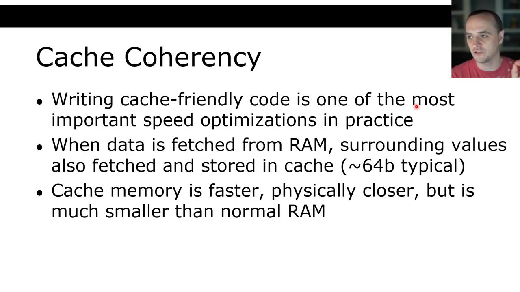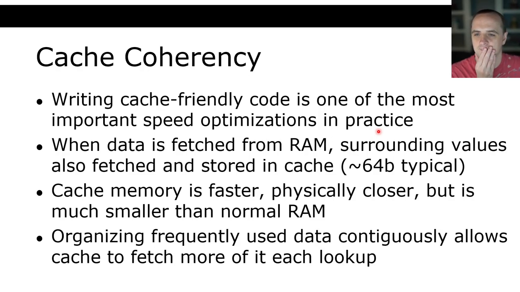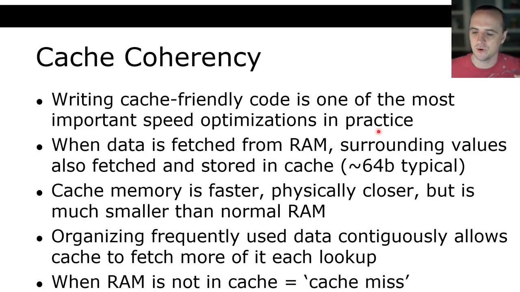So the cache memory is much, much faster. It's physically closer to the CPU. However, it's much smaller than normal RAM, right? So, you know, we may have kilobytes or even bytes of specific types of cache memory. So if we organize our frequently used data to be contiguous in memory, it allows us to fetch more of that data on each lookup. And whenever we look up something in RAM but it's not in the cache, we call that a cache miss, because we have to bypass the cache and go all the way to memory.